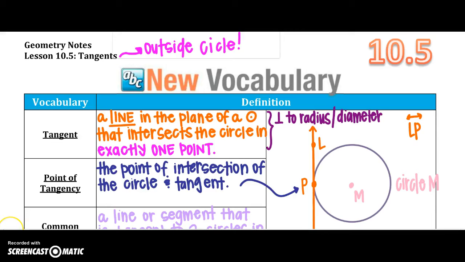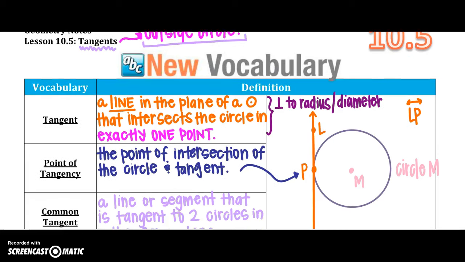Go with chapter 10 again, talking about circles, and today we are going to talk about tangents. Before today we had been talking about things inside the circle, and now we're going to talk about tangents outside the circle. So what is a tangent?